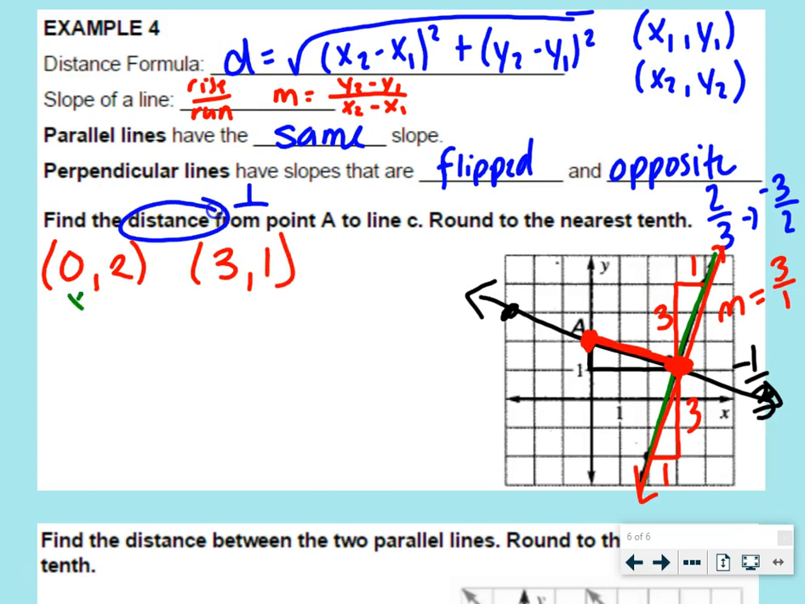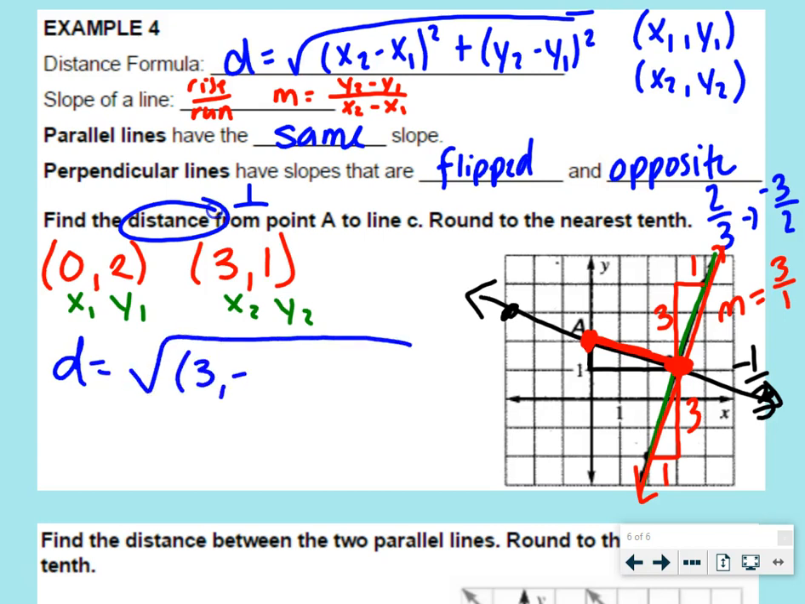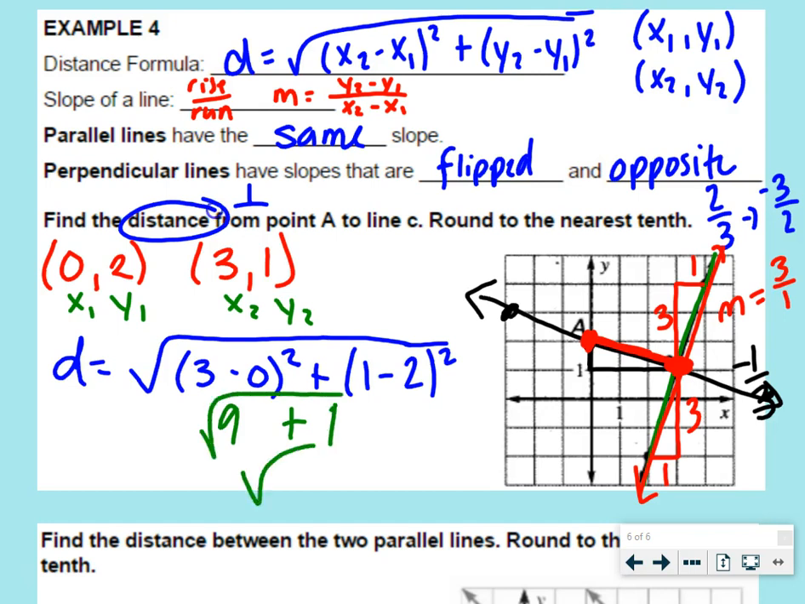So we have x1, y1, x2, y2. To find the distance, we use our distance formula, so distance equals the square root of (x2, 3, minus x1, which is 0) squared plus (y2, 1, minus y1, 2) squared. 3 minus 0 is 3, 3 squared is 9, plus 1 minus 2 is -1, -1 squared is 1. Square root of that, we have the square root of 10. And we can leave our answer as the square root of 10.